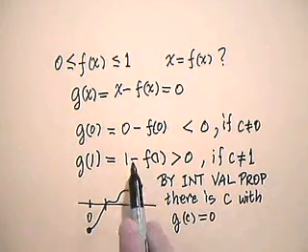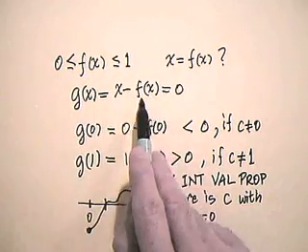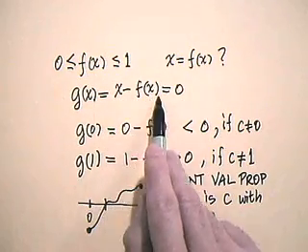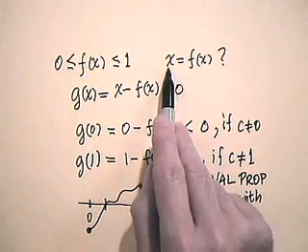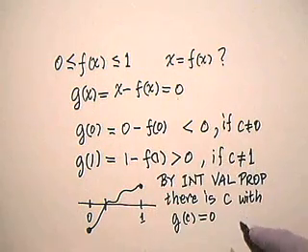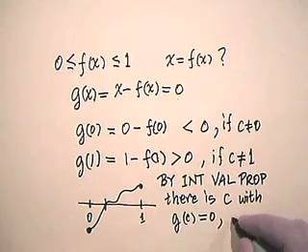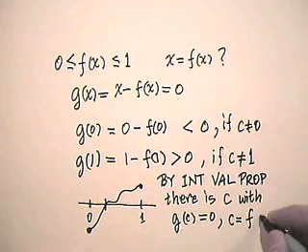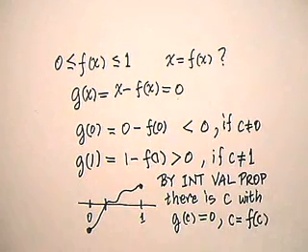Well, as soon as g of c equals 0, that means c minus f of c equals 0, and so c equals f of c. That is, c finally equals f of c, and that's our fixed point, guaranteed by the intermediate value property for continuous functions.